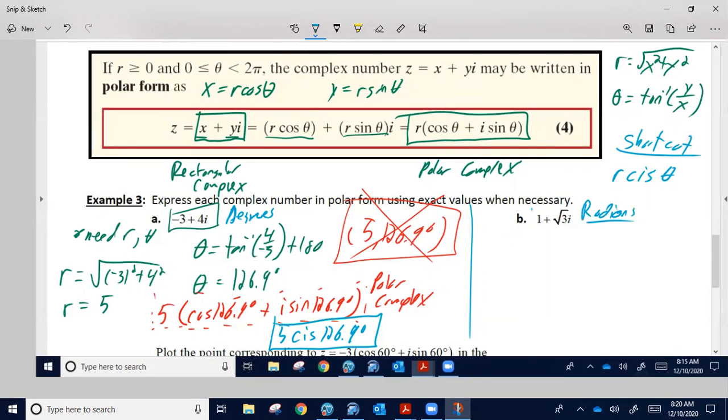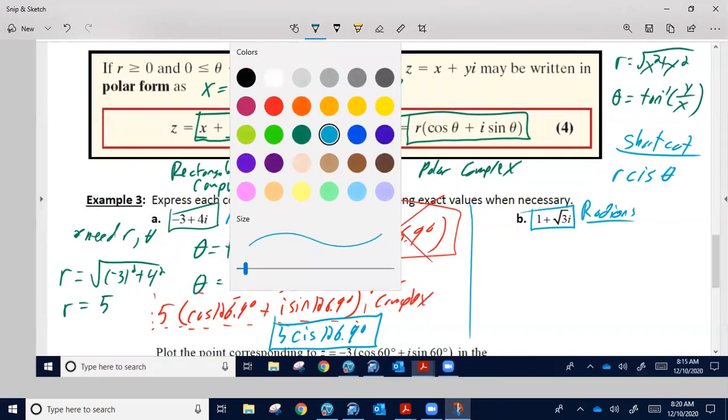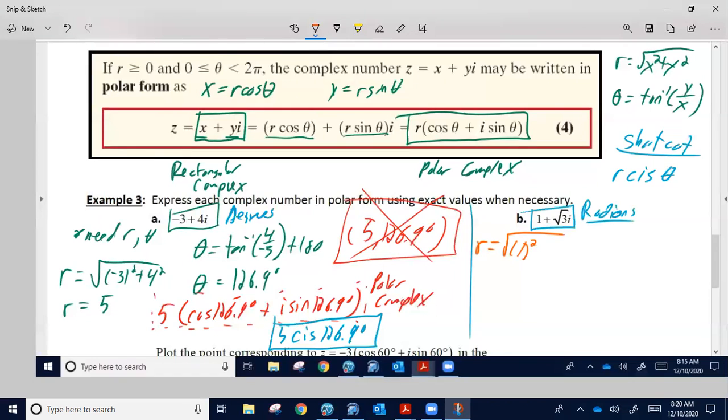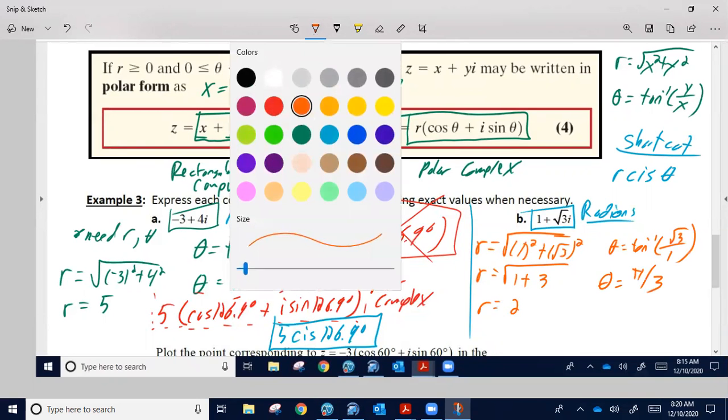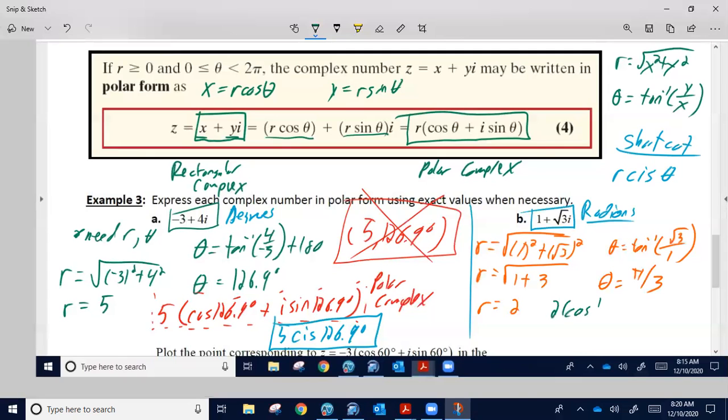So here we have our rectangular complex number. The radius of this is radical 1 squared plus radical 3 squared, which is going to be radical 1 plus 3, which is a 2. Our angle is the inverse tangent of radical 3 over 1. I don't need to add 180, or for this particular problem, pi. Since we're in radians, I want to add pi, but I don't because it's a positive x value. The inverse tangent of radical 3 is pi over 3. So we can write this 2 the long way times cosine pi over 3 plus i sine pi over 3, or the shorthand method of 2 cis pi over 3.